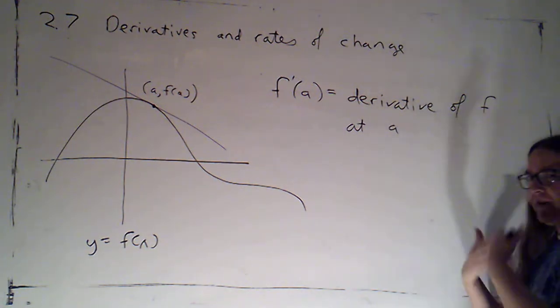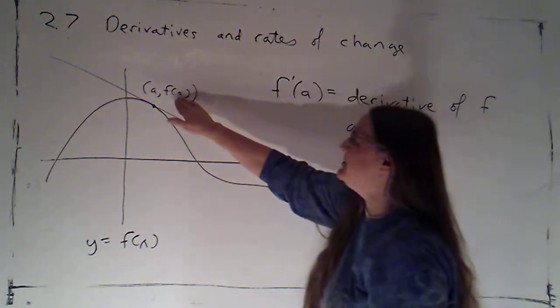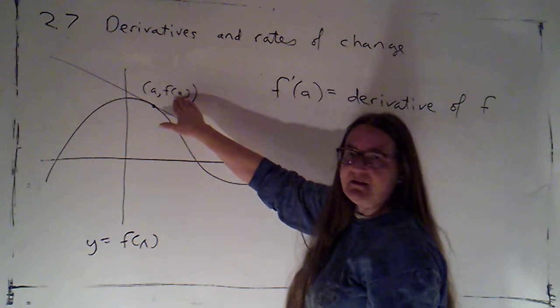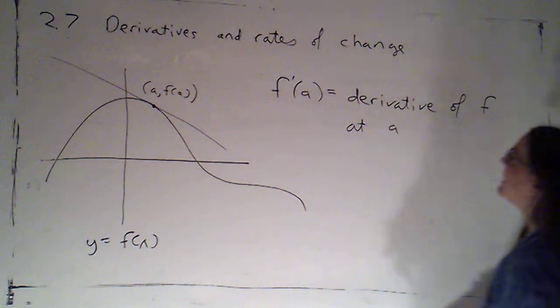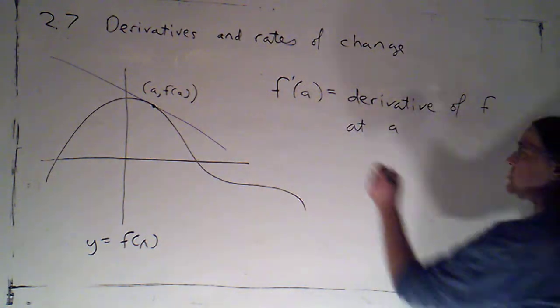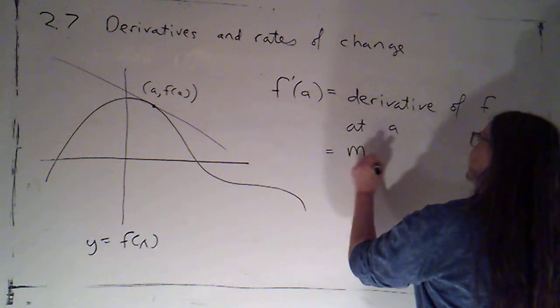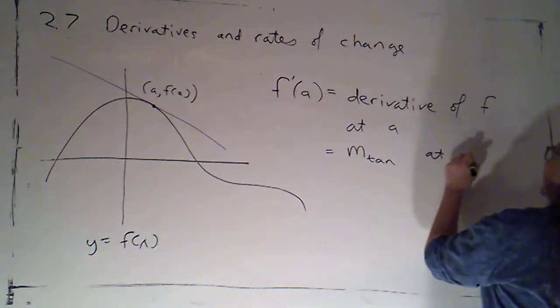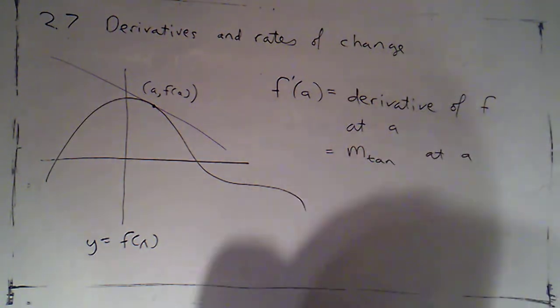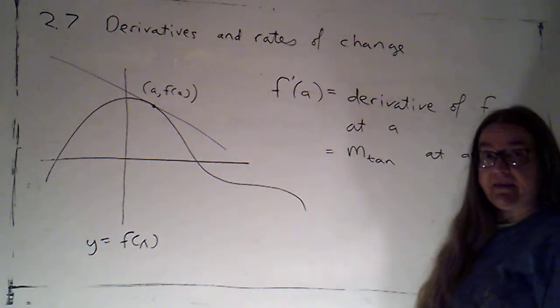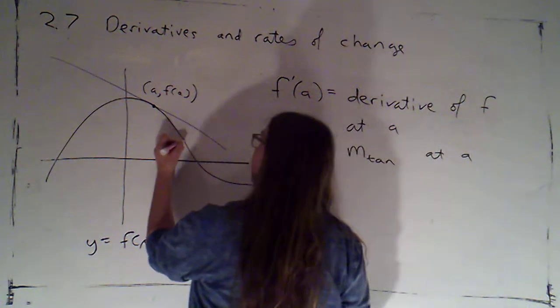Since it's a function, if I tell you what the x value is, that uniquely determines what the y value is, so that uniquely determines a point on the curve. Okay. All right, so this is just some new notation, and this is just the slope of the tangent line at a.